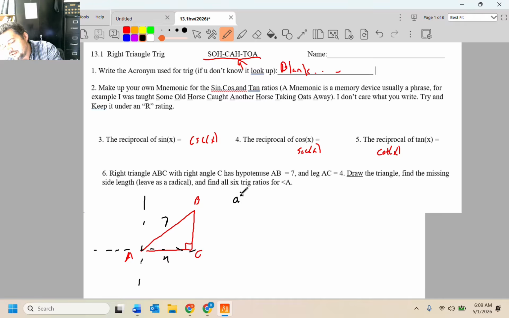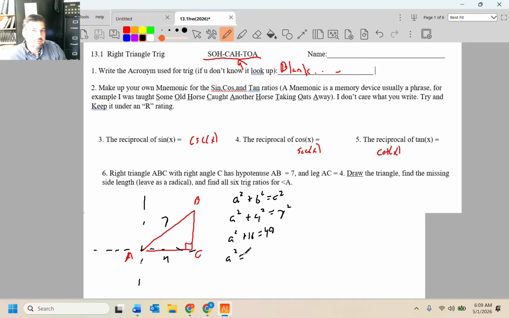To find the missing side length, you're going to use the Pythagorean theorem. A squared plus B squared equals C squared. Now, A and B are legs. Because my B's look like 6s, I'm going to make B be the 4. So A squared plus 4 squared is 7 squared. 4 squared being 16, 7 squared being 49. If we take 16 away from 49, we get 33. And then the opposite of a square shall be a square root. We're only worried about the positive because this is a length concept. So root 33 is the missing side length.